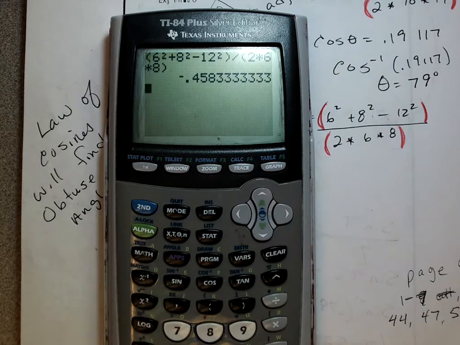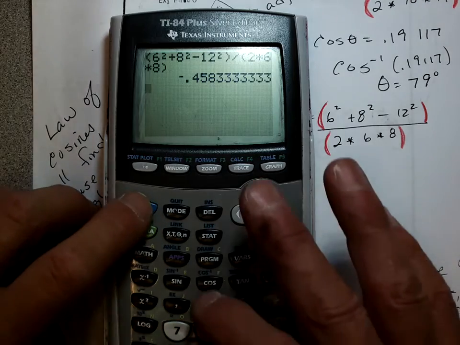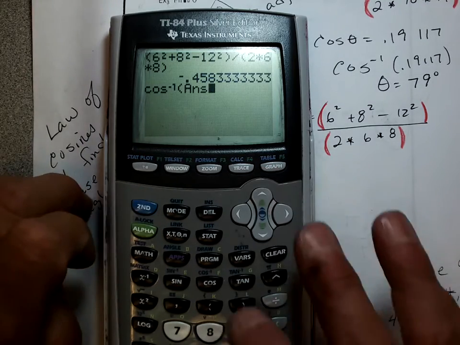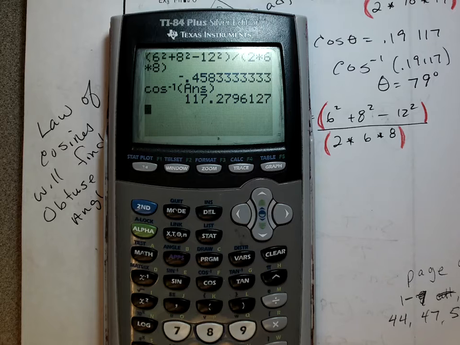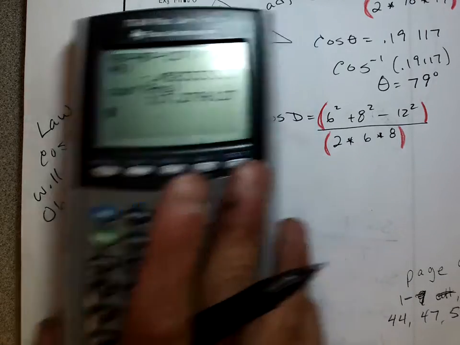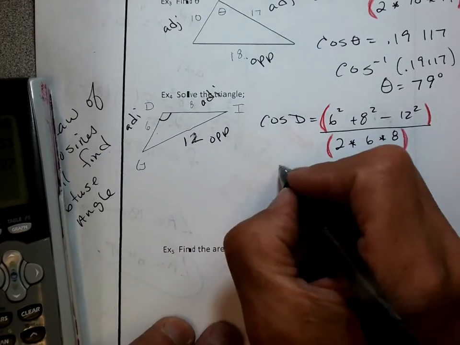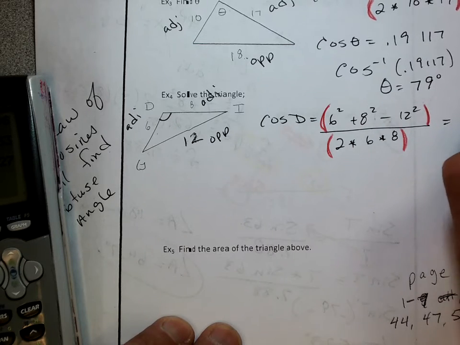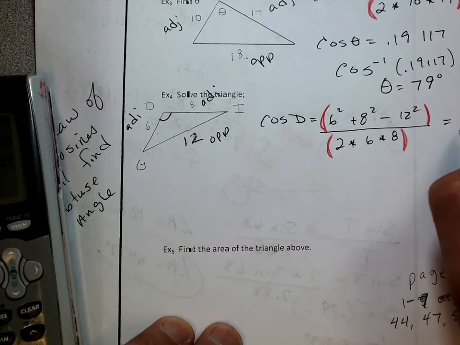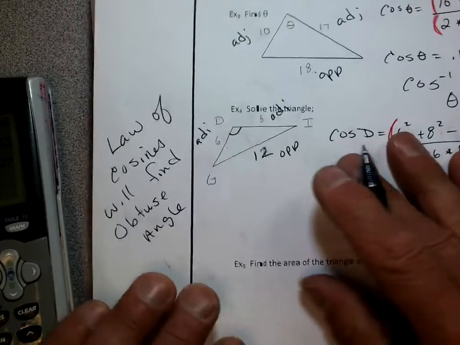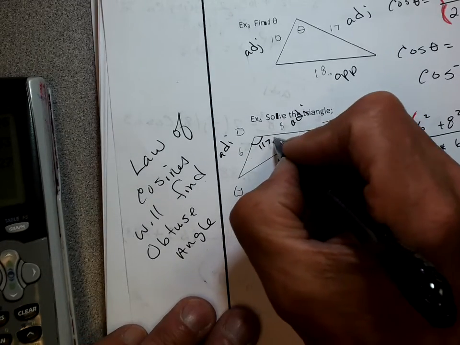I get a decimal, but I expected a decimal, didn't I? Because I'm going to go cosine inverse of that answer, and I get an obtuse angle, 117 degrees. To me, that makes sense. It really does. We're going to learn more of why that makes sense next week, okay? So then, I get angle D. Angle D is equal to about 117.3 degrees. Okay, so I'll put that in there.